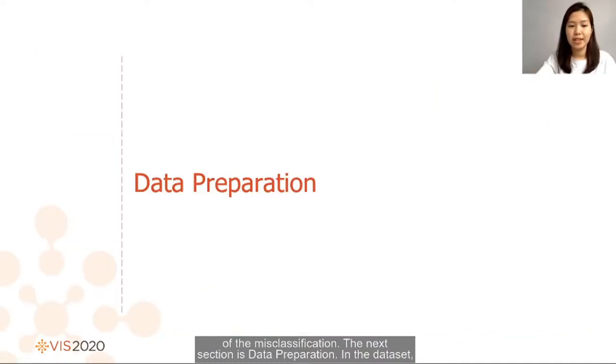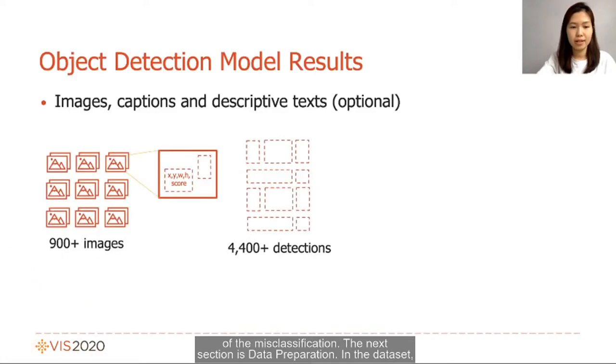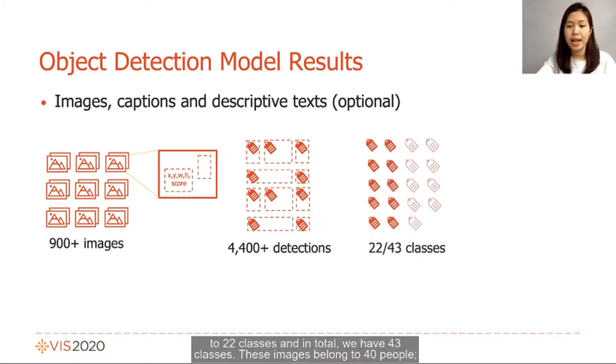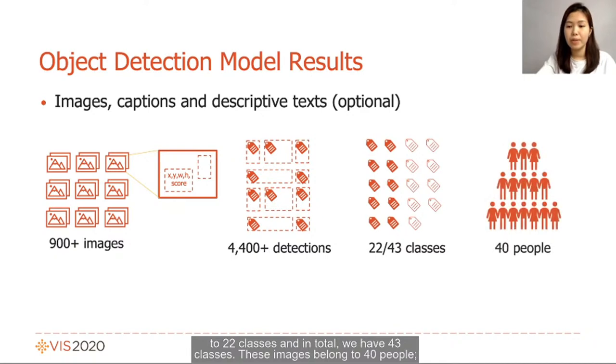The next section is data preparation. In the dataset, we have more than 900 images, more than 4,000 detections. These detections belong to 22 classes, and in total, we have 43 classes. These images belong to 40 people, and beside images, we also have caption and text.